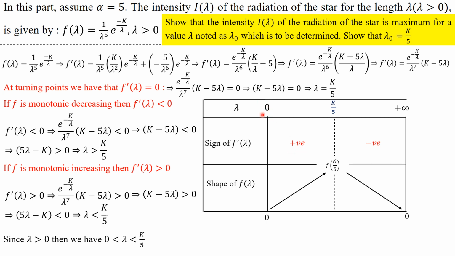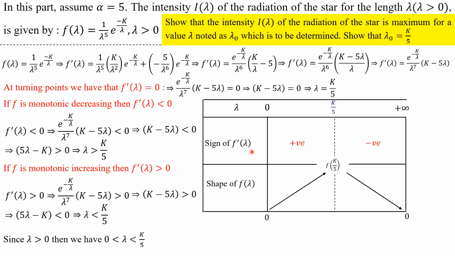Now the limit at 0 is 0. As lambda tends to 0, my f of lambda will also be tending to 0. As lambda tends to positive infinity, my f of lambda will be tending to 0. Now the lambda coordinate of the turning point is k divided by 5. Now the y coordinate of that turning point is f of k divided by 5.